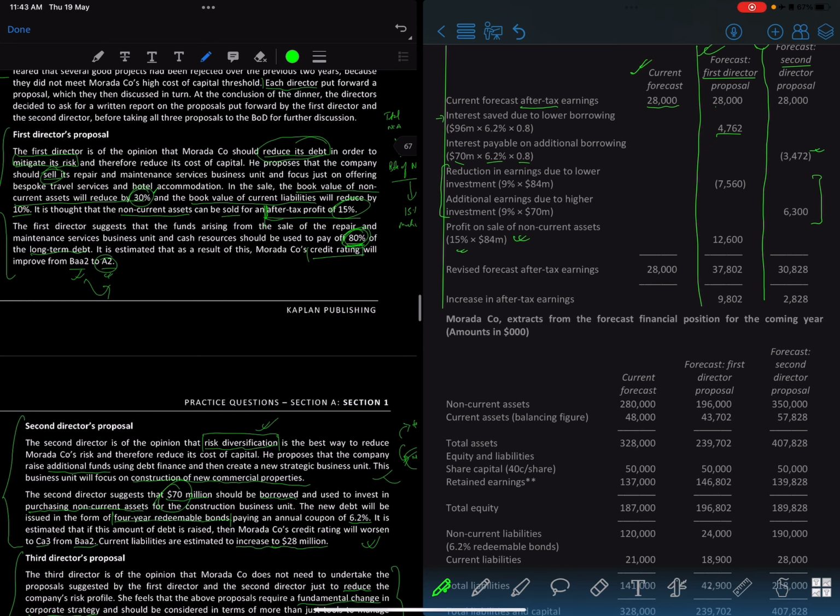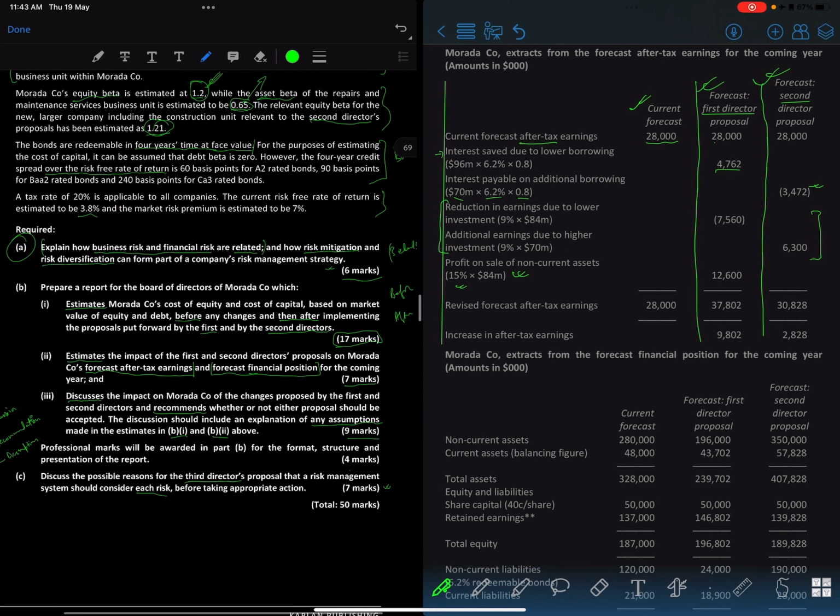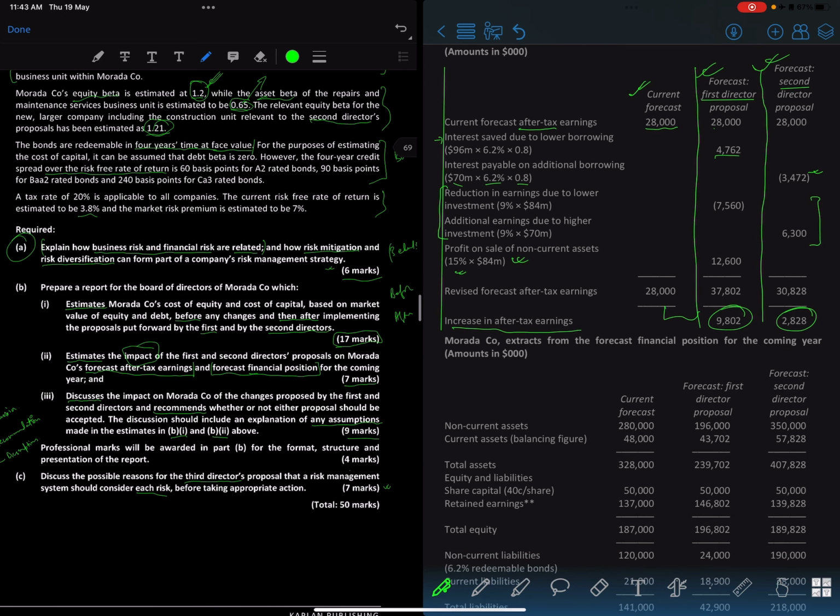And then what we are trying to find out is the impact, right? So what we can do is just find the increase in earnings. Or you could just put it in the discussion as well, but it's easier to calculate that way. That's what they have done. We won't have the luxury in the time constraint, right? So that's just the increase from 28,000 over there and then 28,000 to this figure, right?